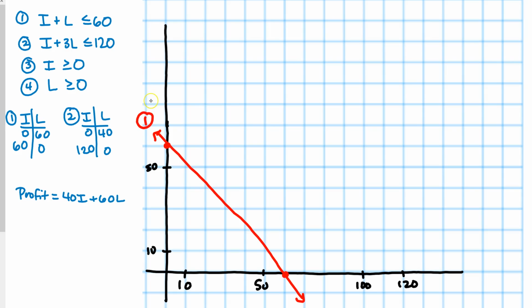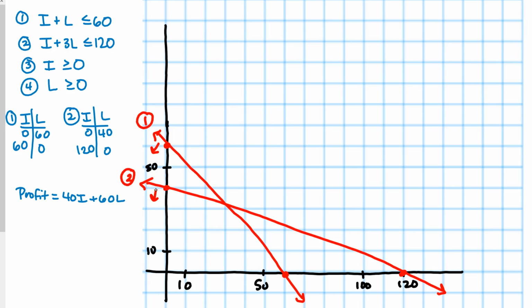And label that with a 1. And that is going to be shaded below. You can test (0, 0), and it makes it true. For line 2, we're going to plot the point (0, 40) and the point (120, 0). Use a ruler. And that's line 2, and that one also would shade below.